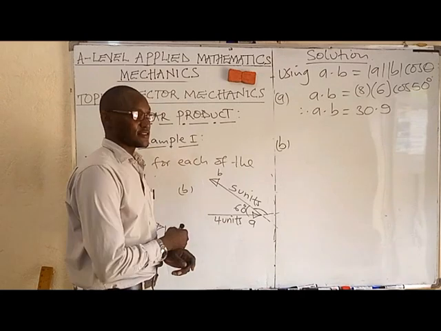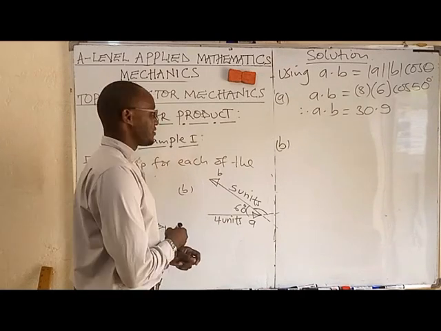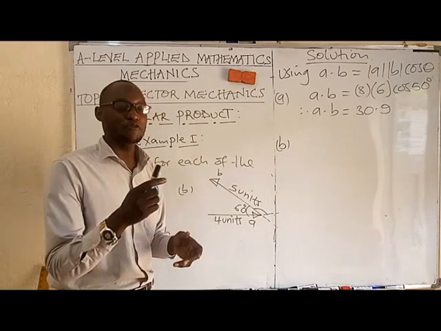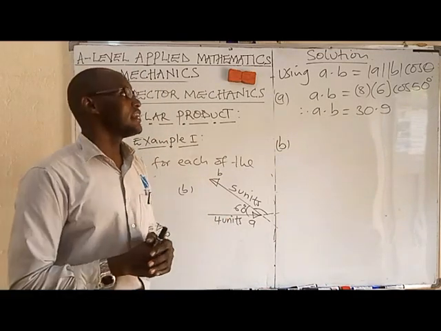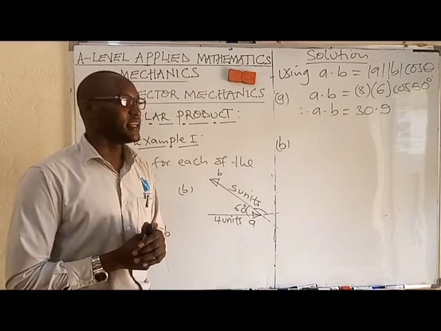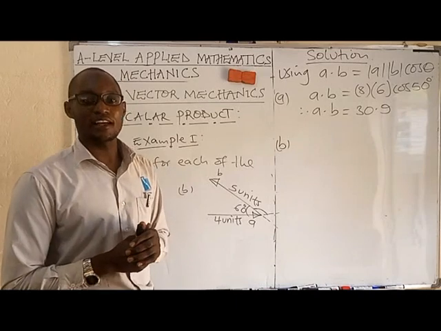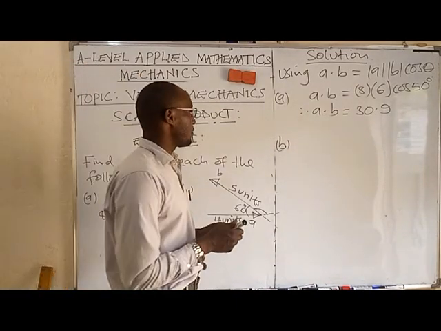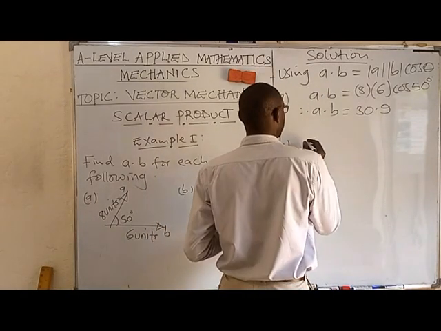So we expect a negative value. Okay, we expect a negative value. We say that once the angle between the two vectors is obtuse, then expect the answer obtained to be less than 0. Yes, that's what we say, because the cosine is also going to be less than 0. Now let us go and see.